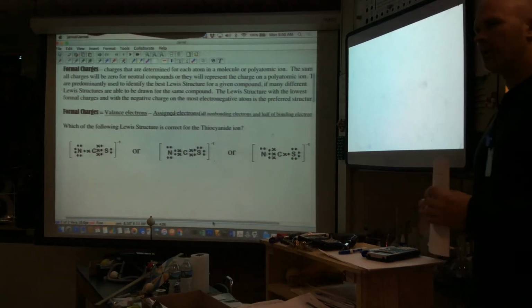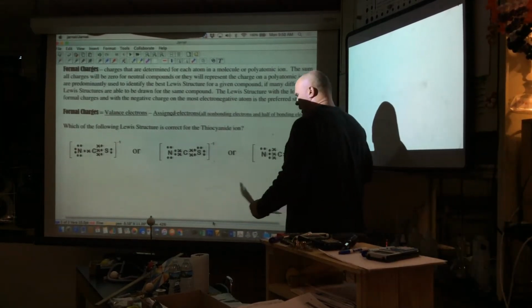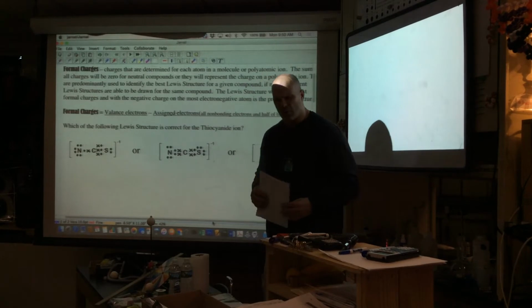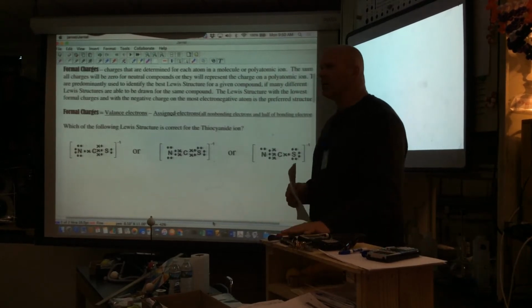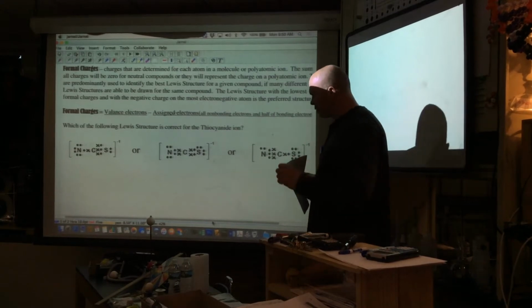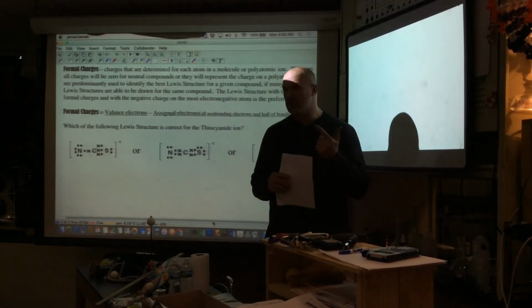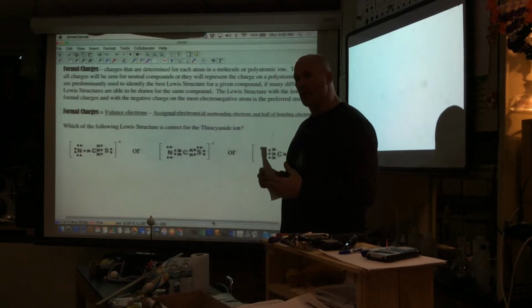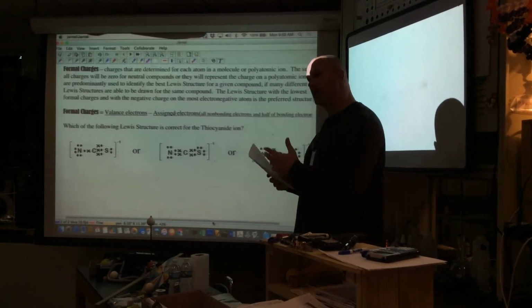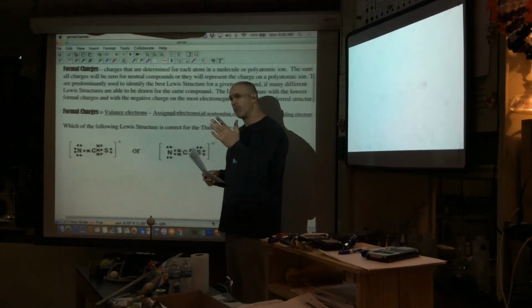Today we're going to venture forward. This weekend was about getting our sea legs: putting dots on a piece of paper, doing Lewis dot diagrams, figuring out the hybridization by regions of space, incorporating our double and triple bonds, the pi bonding for the double and triple, and the sigma overlapping.